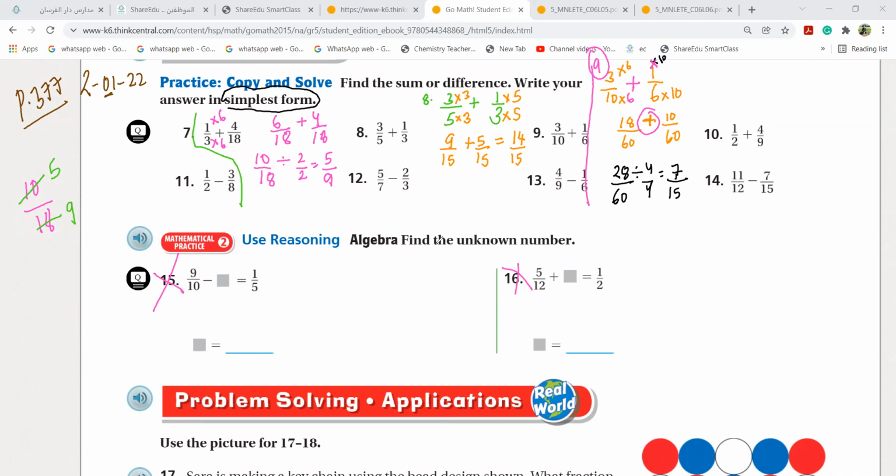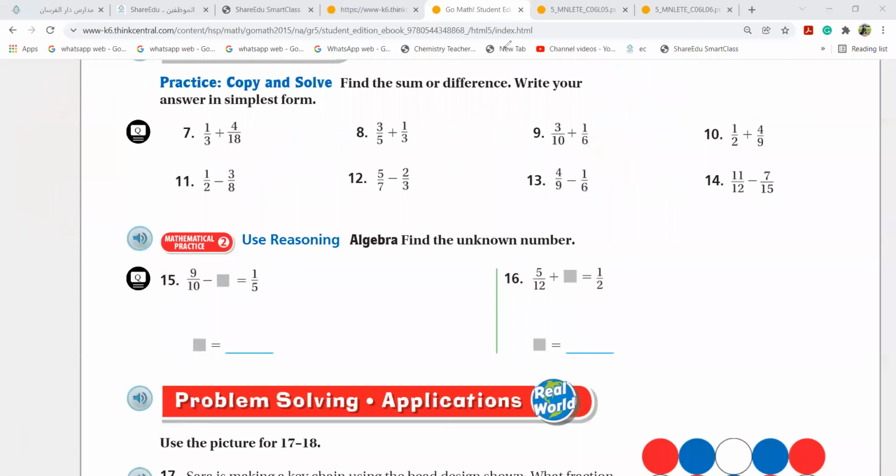Girls, what is the answer for question 11, 12, 14, and 10? I will erase all of this. Now, girls, this is question number 11. I'm doing it here so that you know step by step. 1 over 2 minus 3 over 8. Bushra, what do I do to this question? Do you multiply 2 and 8? No, because sometimes you get it directly. Look at it. How can you make them the same?